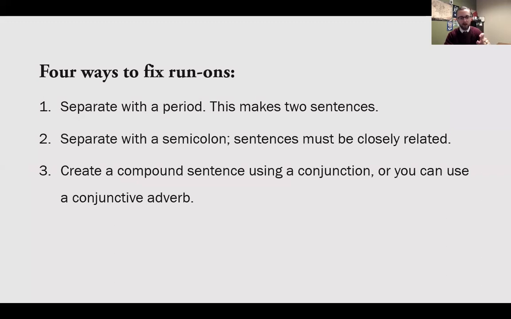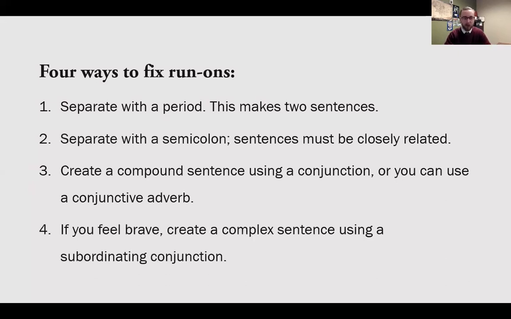And then a little bit weaker punctuation is a comma. So I can create a compound sentence using a conjunction, or I can use a conjunctive adverb. If I use a conjunction, especially a coordinating conjunction like and, or, but, so, yet, I can use a comma, and that's enough to join the sentences together. Or I can use a conjunctive adverb. That's something that we will talk about later. If you feel brave, create a complex sentence using a subordinating conjunction, and that is something else we'll talk about later.